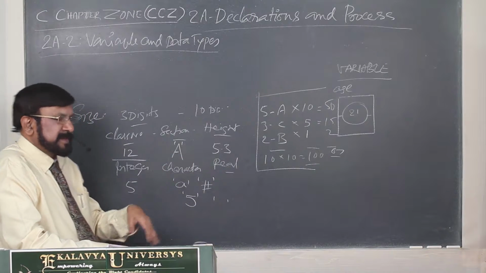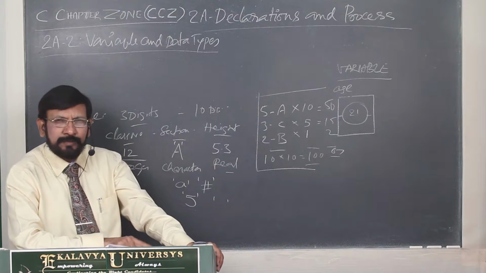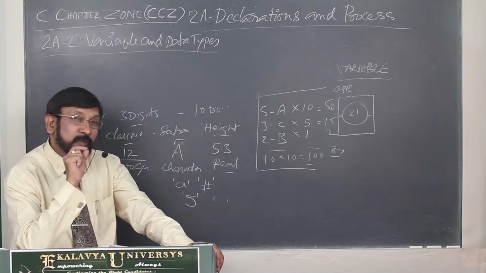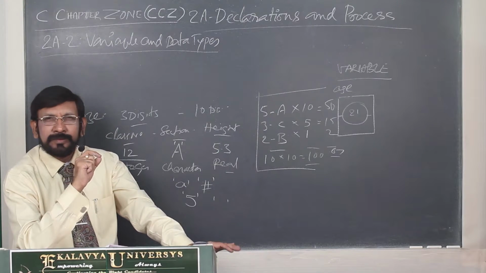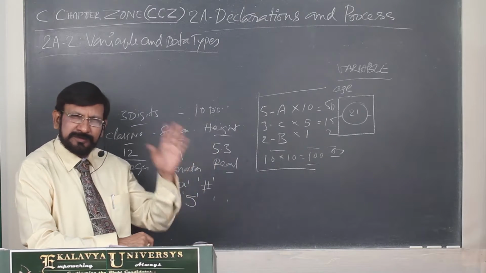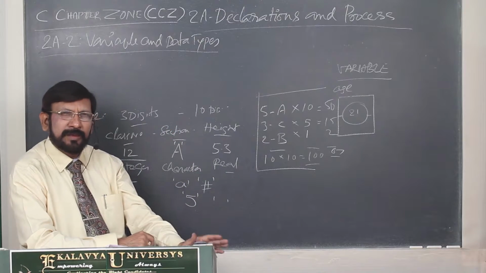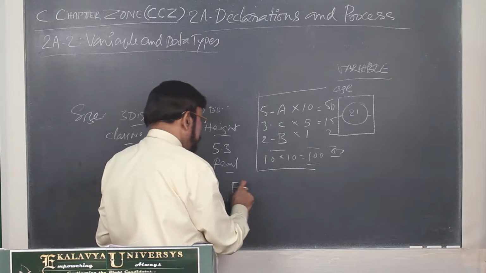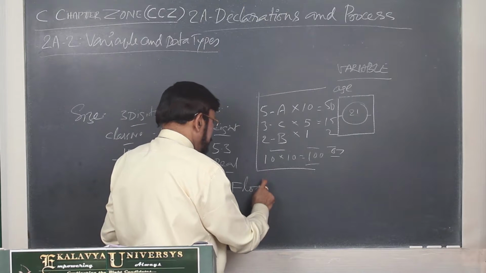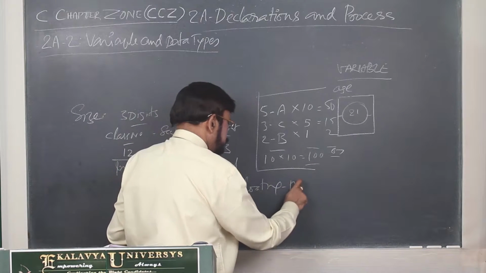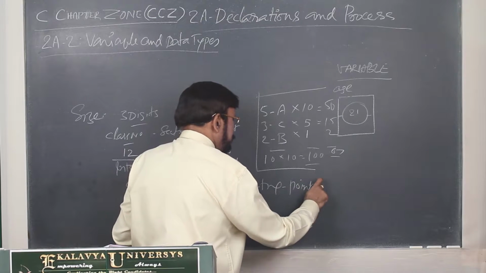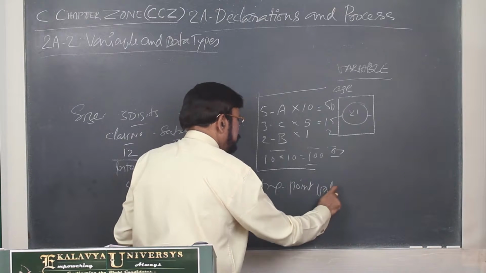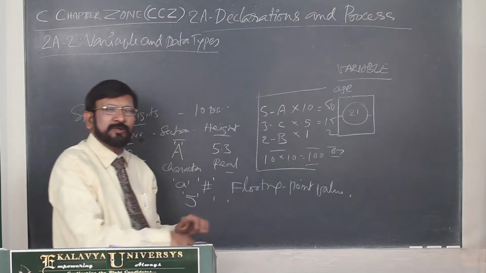Next, as far as real numbers are concerned, in programming languages these are called floating point values. You should not use the word real. Real, just remember that, nothing wrong. But whenever you are using it, you must call it a floating point value. Actually, it looks somewhat odd. Floating point value, what is that? You may get a doubt.